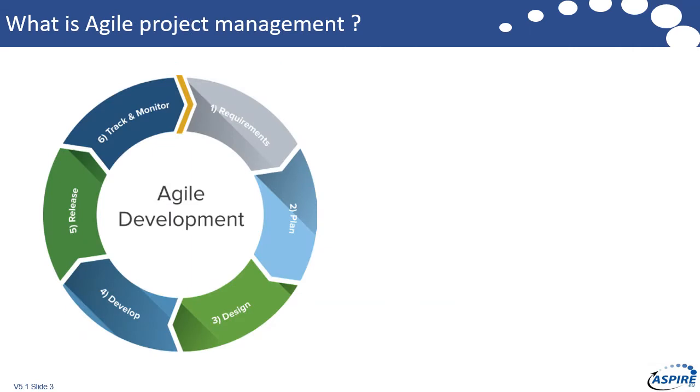So what is different about Agile? Well, actually, if you look at that cycle, it's not that much different to a project management cycle, is it? You've got requirements, you do some planning, you then design what you're going to build, you then develop it, you then release it, and you check that it all works. Okay, it's very similar to an ordinary project life cycle. The difference is this one moves faster and more iteratively.